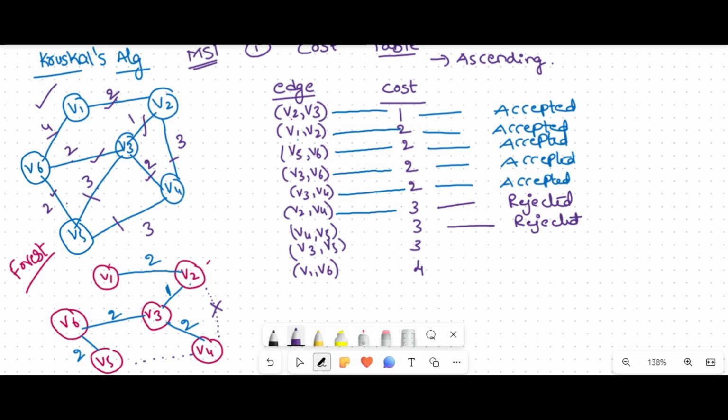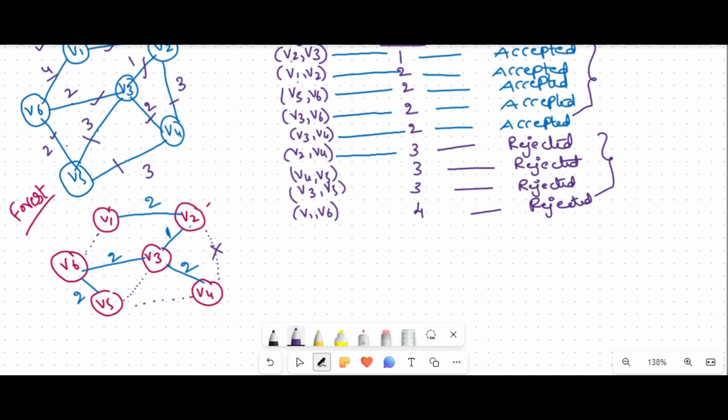V3 to V5. If you add this one, it is also forming a cycle, so rejected. V1 to V6. If you add this one, that is also rejected. So these are accepted and these are rejected. These are not added to the forest. Now this is the final spanning tree.